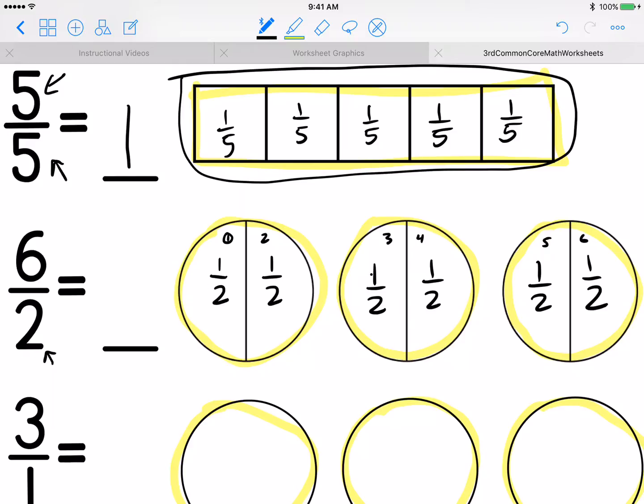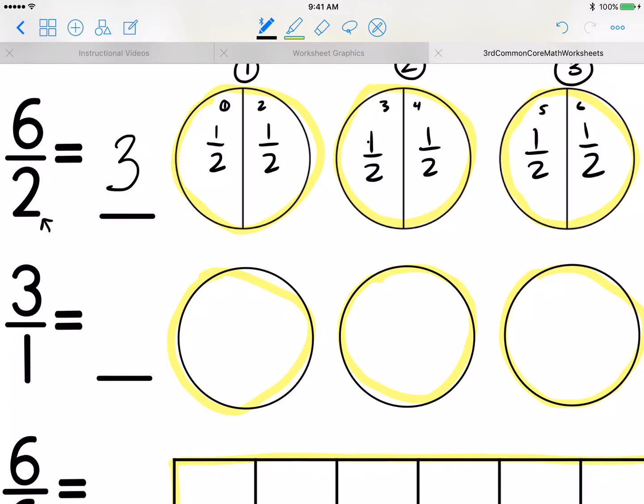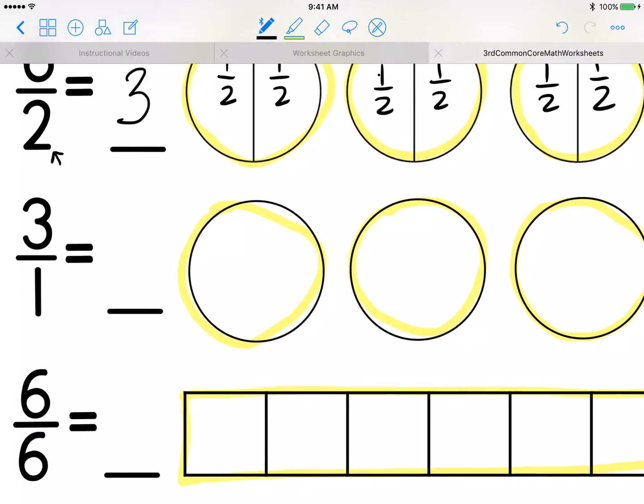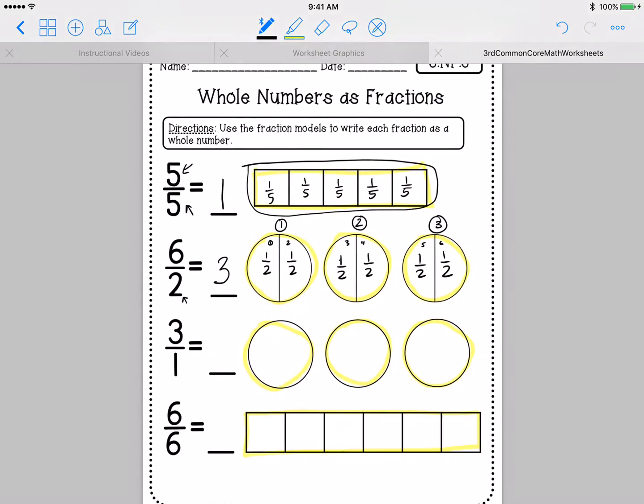How many wholes is that? So I can see, well, here's one whole circle, here's another whole circle, here's the third whole circle. So 6 halves is equivalent to 3 wholes. I want you all to practice the next two on your own, and then you can move on to the next page and we'll check your work.